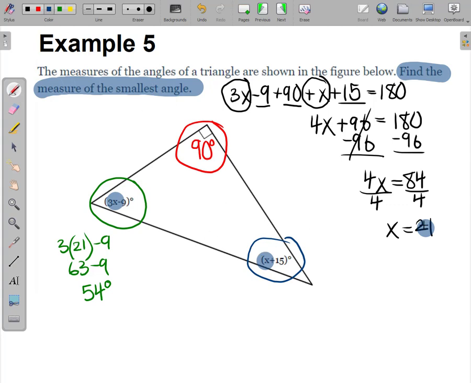But I'm just going to go ahead and plug in 21 for x. And I'm just going to go 21 plus 15. And 21 plus 15 is 36. So the answer to this one right here is 36 degrees. That's the smallest one. Now, just remember, if they ask you for the measure of the angle, solve for x, substitute.